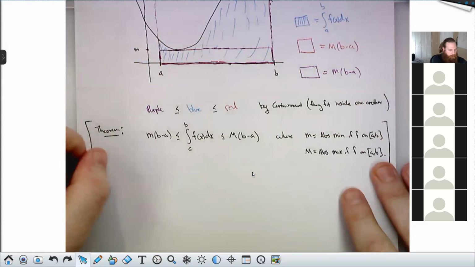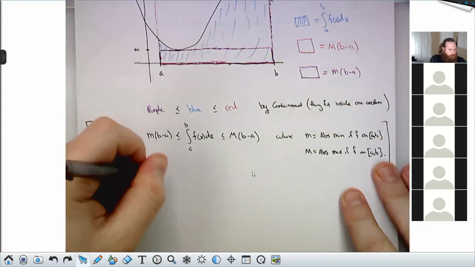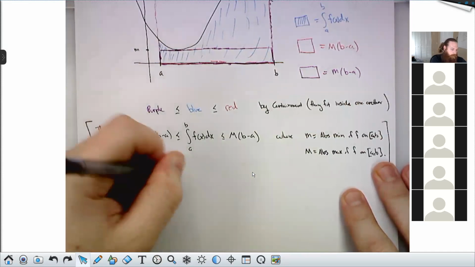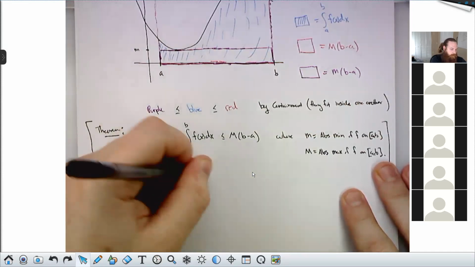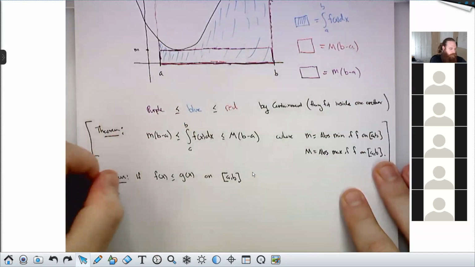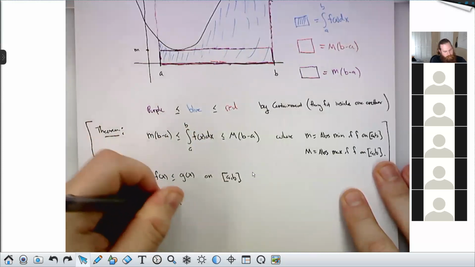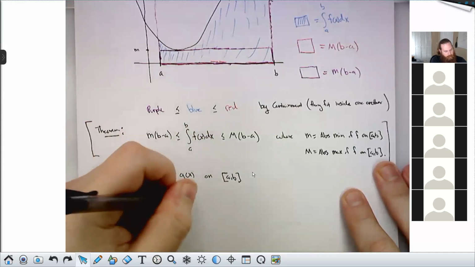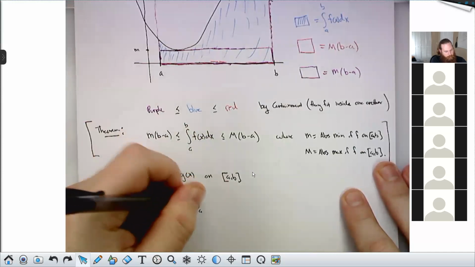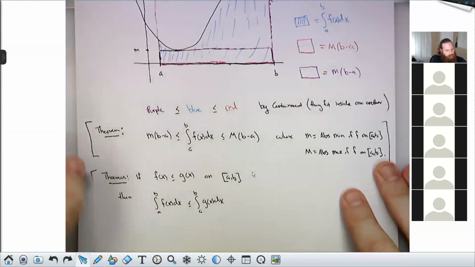Another theorem says if f of x is less than or equal to g of x on the interval a, b, then the integral from a to b of f of x dx is less than or equal to the integral from a to b of g of x dx.